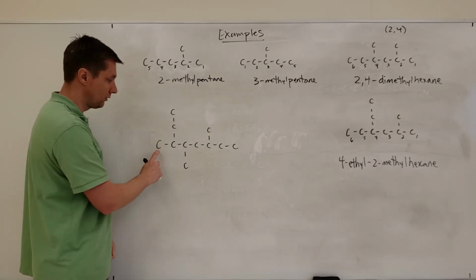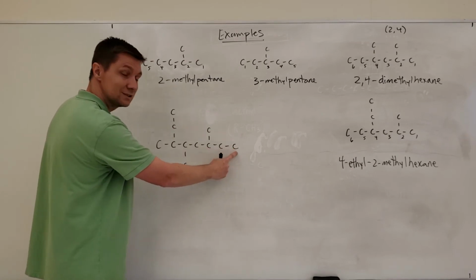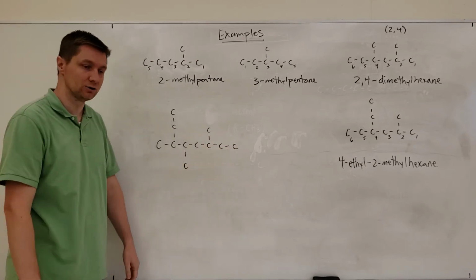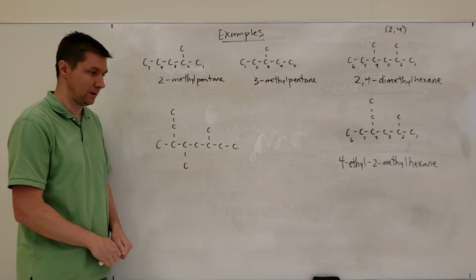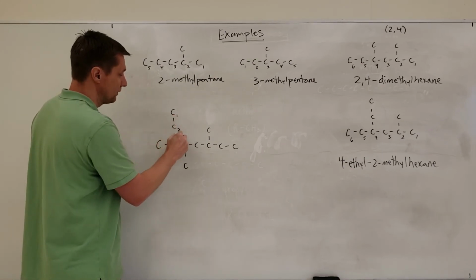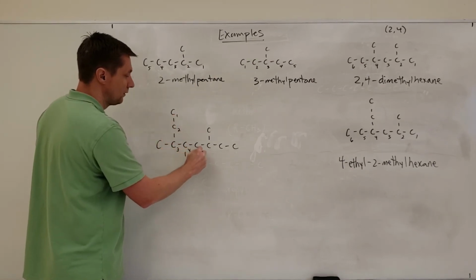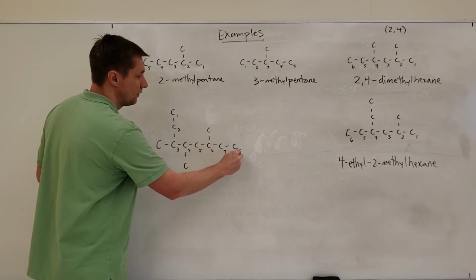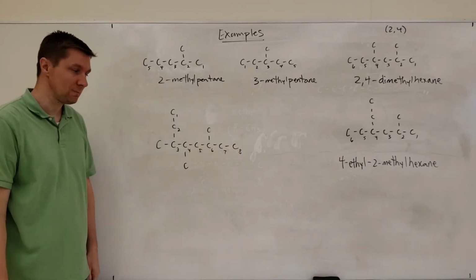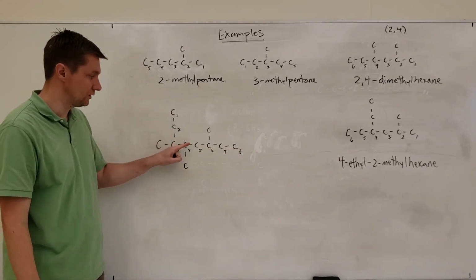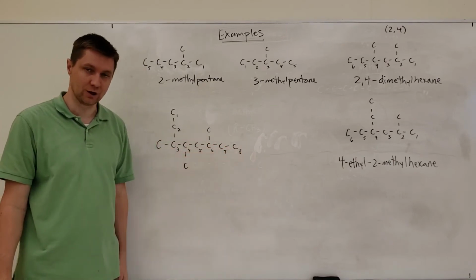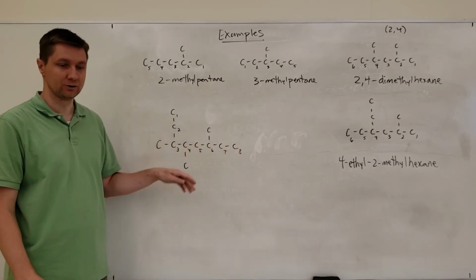In this case right here, you can see that the longest chain of carbons, many of you may have gone 1, 2, 3, 4, 5, 6, 7, and said 7 was the parent chain, but in fact 8 is the parent chain, because we would number it like this. And you can see that that is one continuous chain of carbons connected to each other, and so that is my parent chain.